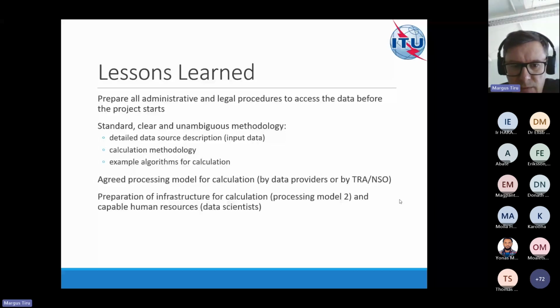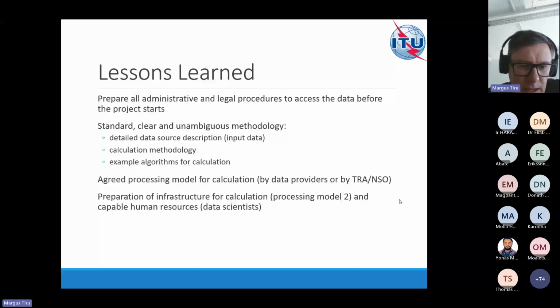The second thing is also the preparation of infrastructure for calculation, specifically in the case where the data is processed outside of the mobile operators, and having capable human resources such as data scientists and data engineers. We are talking about terabytes of data, even per day sometimes. A lot of this data is, I would not call it junk, but it is data that requires cleaning and cleansing. So it requires, first of all, the calculation resources, and second of all, people who are able to do that with expertise. The combination of those is necessary to have before going on this adventure.